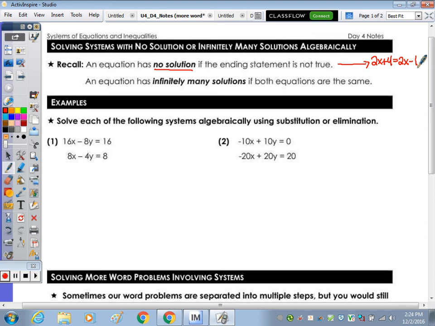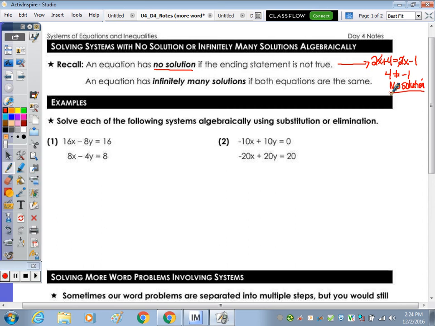To solve, you could cancel out the x's, or subtract them from both sides, and you end up with a statement that says 4 equals negative 1. Is that equal? No. And from the unit that we covered previously, this type of equation had no solution. Same thing with a system. If you come out with a statement that's not true, there's going to be no solution.